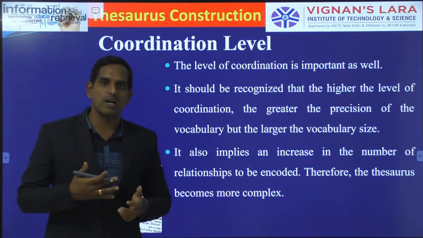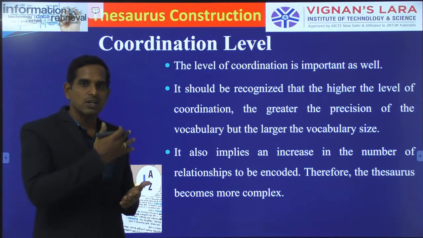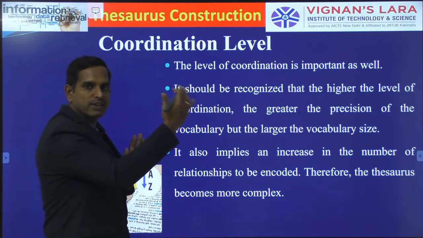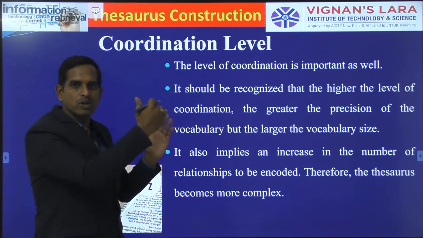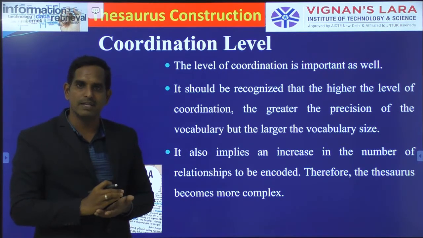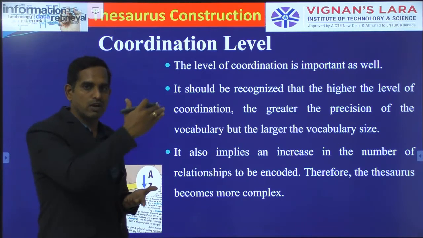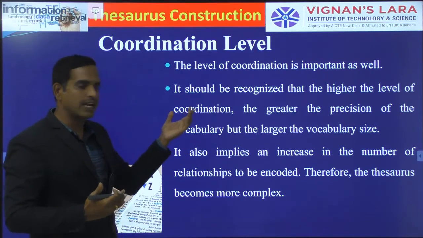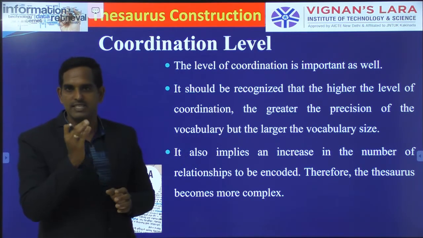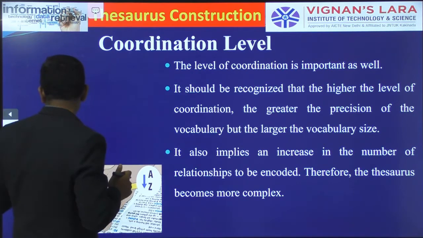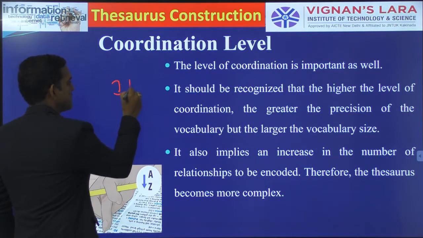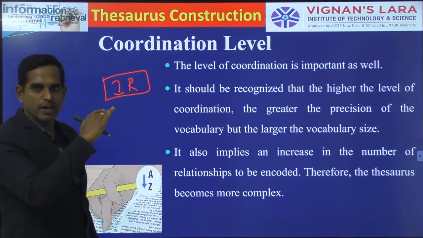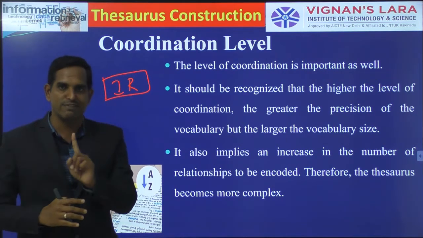If you perform the coordination at the highest level, that is, if you break down the complete phrases into terms and store those terms as separate terms, that is a high level of coordination. So if you have a high level of coordination, you will get a precise result, as you have seen. If you are storing information retrieval as one term, that is one level of coordination where you are storing the complete thing as one phrase.